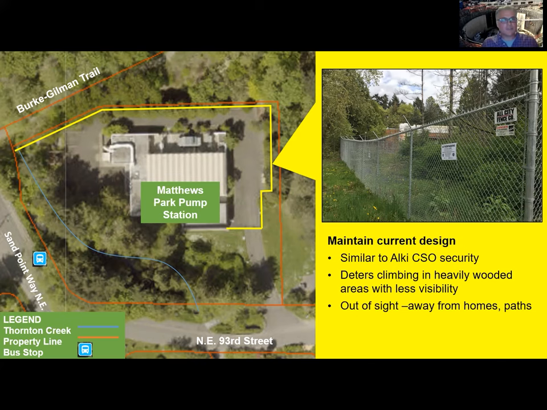It's similar to security we've used at Alki, which is out in West Seattle, also near a busy street, houses, and a popular trail. But since it's out of sight and away from homes and paths, we believe this gives us our best chance at deterring climbing in this area. Can you see the next slide? I guess you guys can.